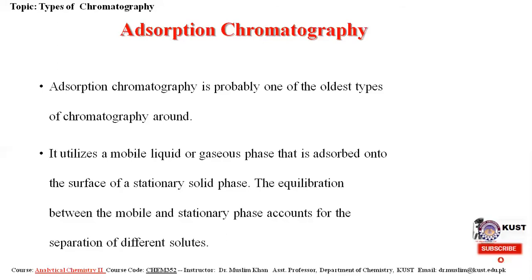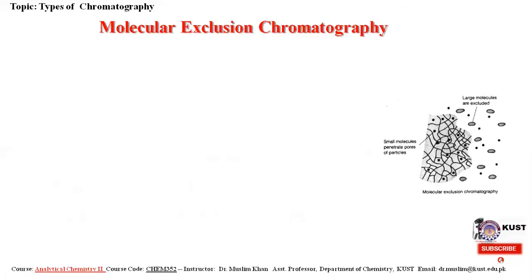A solvent, the eluent or mobile phase, is constantly pumped through the adsorbent stationary phase in the column. Differences in the compound flow rate eventually lead to the separation of the organic mixture. The most commonly used adsorbents are silica, alumina, and carbon. We have discussed this in detail as well, because thin layer chromatography is one of the typical examples of adsorption chromatography. So our next one is molecular exclusion chromatography.